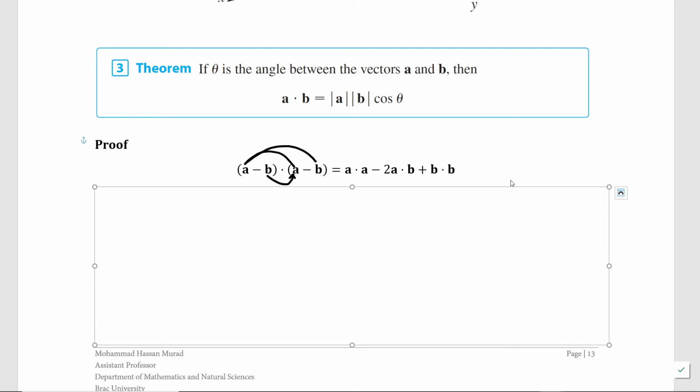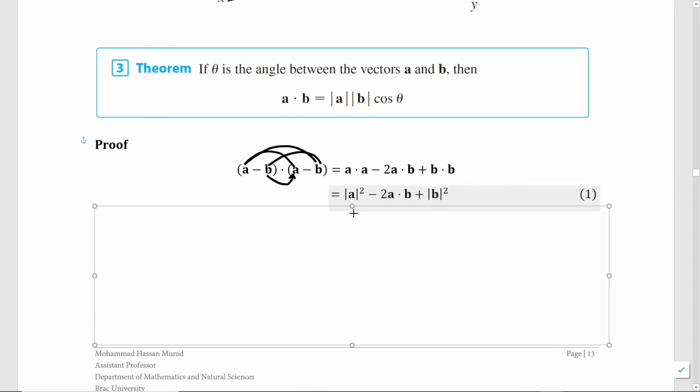So we have two such terms here. And the very last term is B dot B with a plus sign. The first term is simply the square of the magnitude of the vector A, and so is the last term. We put this as equation 1.